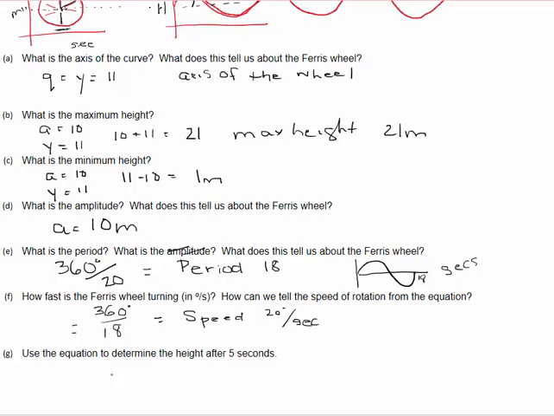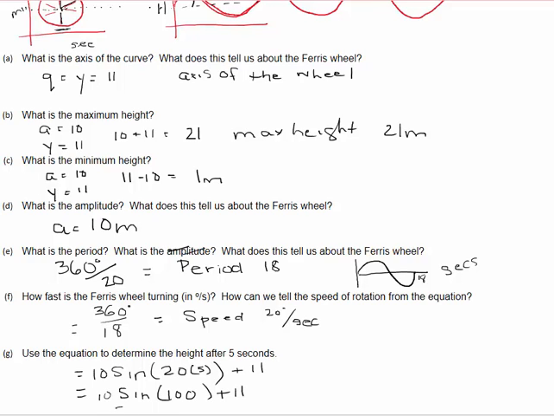So now that we have all of this information, we can finalize and answer questions like, where are you? How high are you off the ground after 5 seconds? So the equation was 10 sine 20t plus 11. We know we're looking for 5 seconds, so we can just substitute that in. And then you can use your calculator at this point to solve for your final answer.